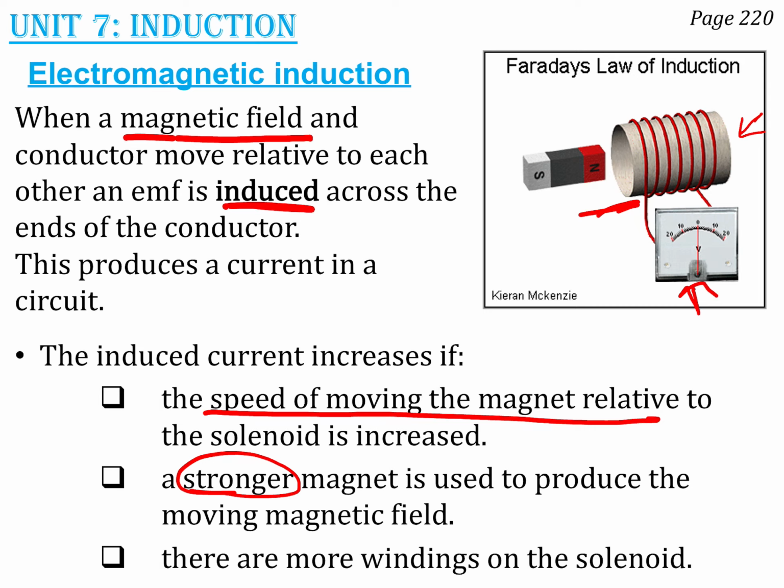And number three, just like the last time, use more windings. Put more wire here. If there's more wire, there's more electrons available. If the charge is moving and we have lots of wire that the magnetic field is moving through, then of course we'll get a bigger current.